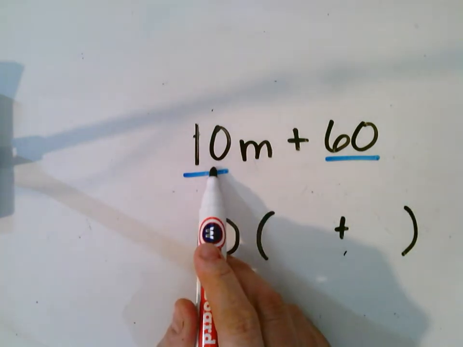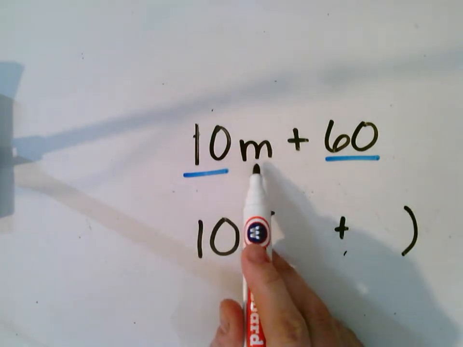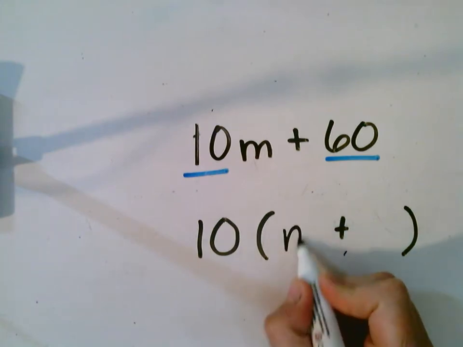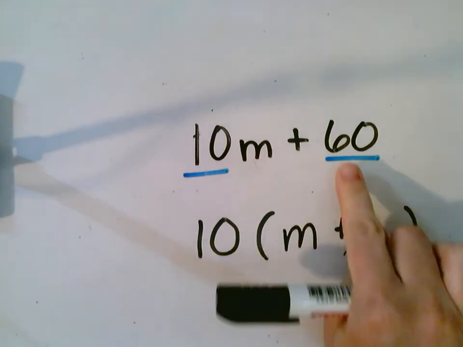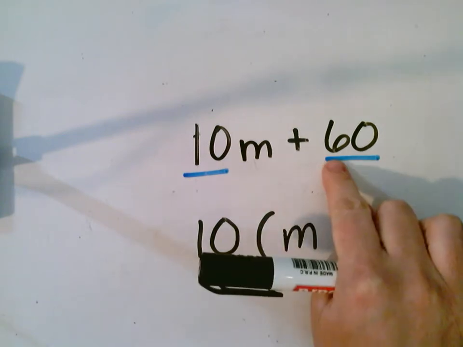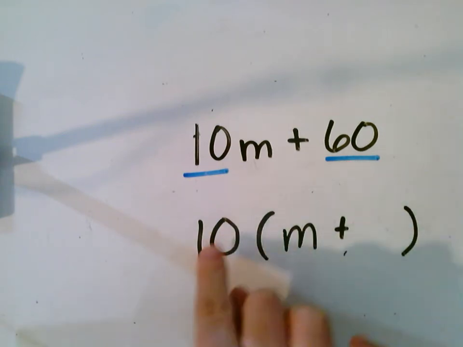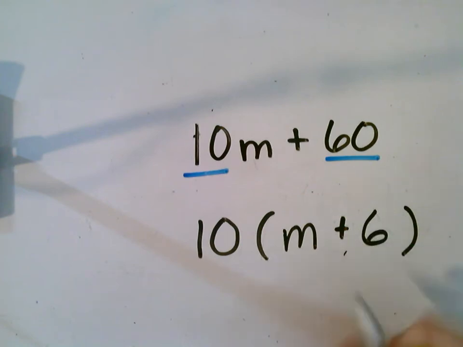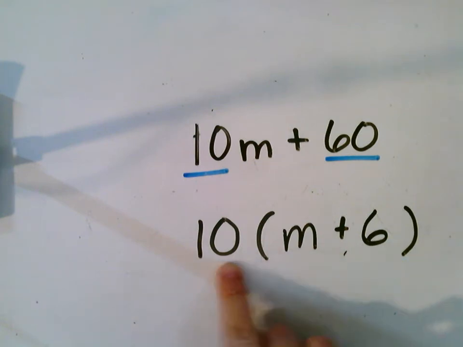10m divided by 10, I'm going to divide the 10 out. I'm just left with m. 60 divided by 10: 10 times 6 is 60, so 60 divided by 10 is 6. So I'm left with 10 times m plus 6. Okay, 10 times the sum of m and 6.